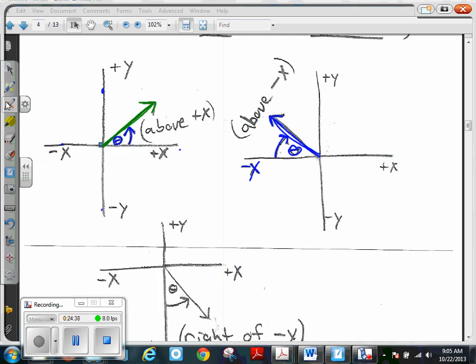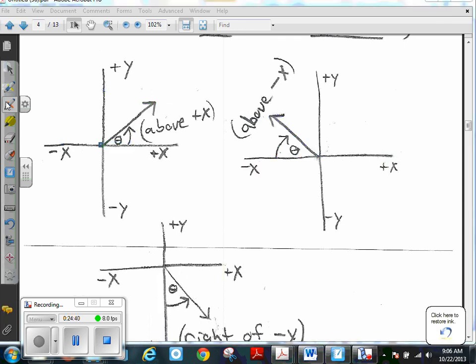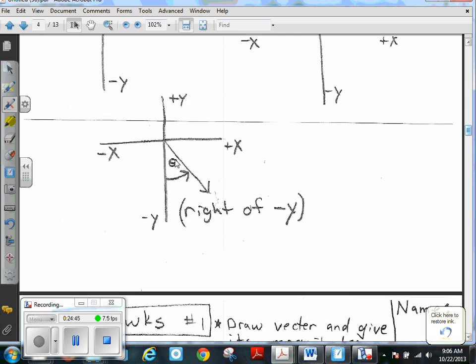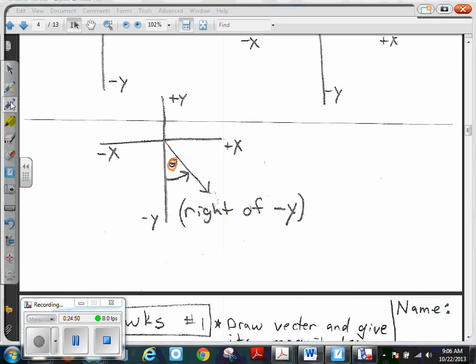Okay. And of course, here's the other one. If we're labeling this vector right here, that would be to the right of negative y. Now, I just told you 3 of them, but there's actually like 8 labels. But I think you can figure that out, right? To the right or the left of negative or positive y, above or below negative or positive x. Any questions on that? Okay. Well, let's practice then.